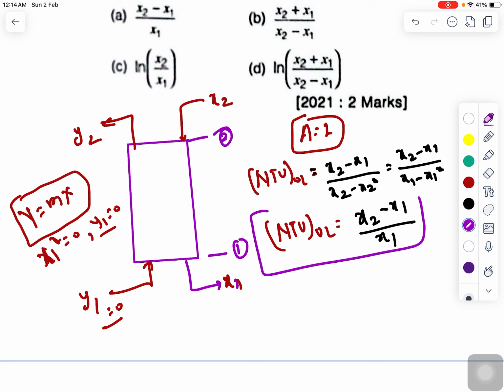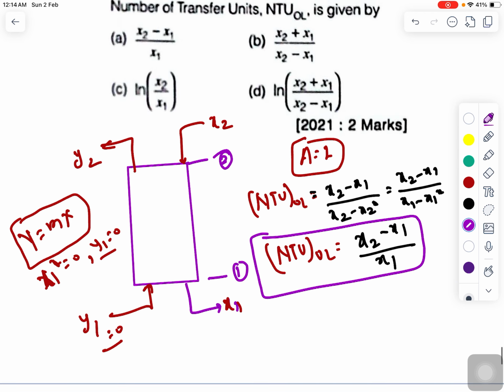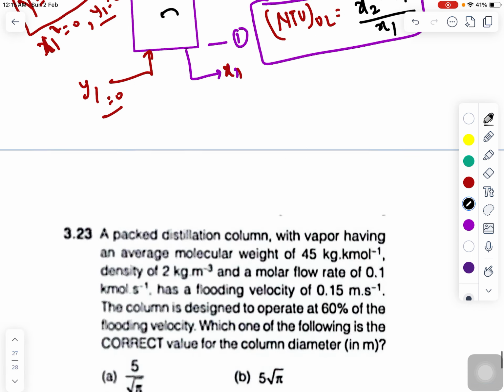So here you can see which option is your correct option. x2 minus x1 by x1, this option A will be your correct answer. It's a very simple question, but the question was from this formula. This is applicable when the absorption factor is equal to 1. Here the solute was getting transferred from the liquid phase to the gas phase, and this is called stripping.